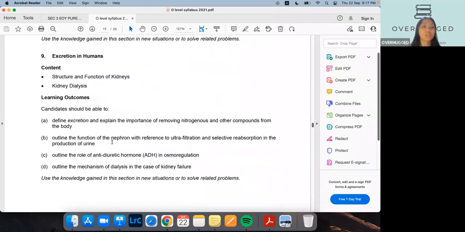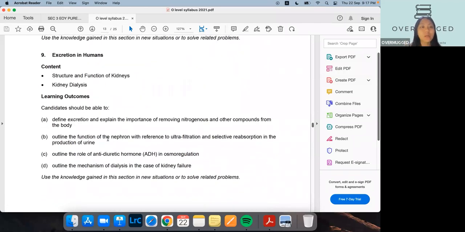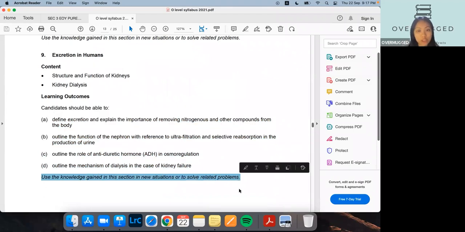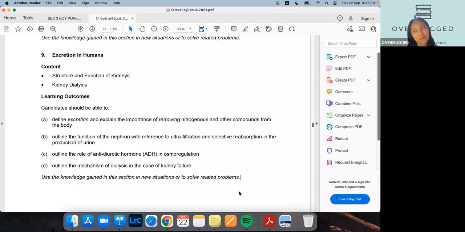So let's say this is excretion in humans. Why do I say this is a very short chapter? Because the learning outcome is very short. That's all you need to know about excretion. Of course, there's a part where it asks you to use the knowledge gained in this section to solve related problems. It's them telling you that maybe they will pop in some difficult, not so easy questions. But your baseline of what you need to know is here. So as long as you know all this, you are fine for this chapter.